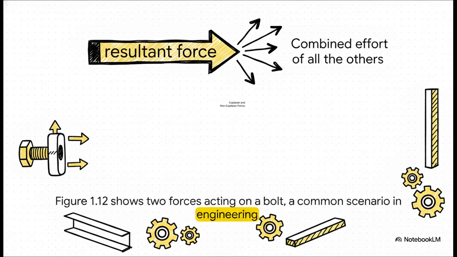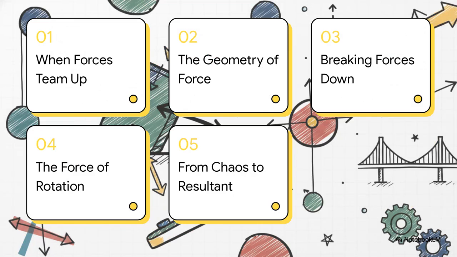By the time we're done here, you'll know exactly how to find what engineers call the resultant force, which is just a fancy way of saying that one single arrow that perfectly represents the combined effort of all the others. So here's our game plan for building this problem-solving toolkit. We'll start by figuring out how forces team up. Then we'll use some simple geometry to visualize them. After that, we're going to break them down with a little bit of math, understand the incredible power of rotation, and finally put it all together into one powerful method.